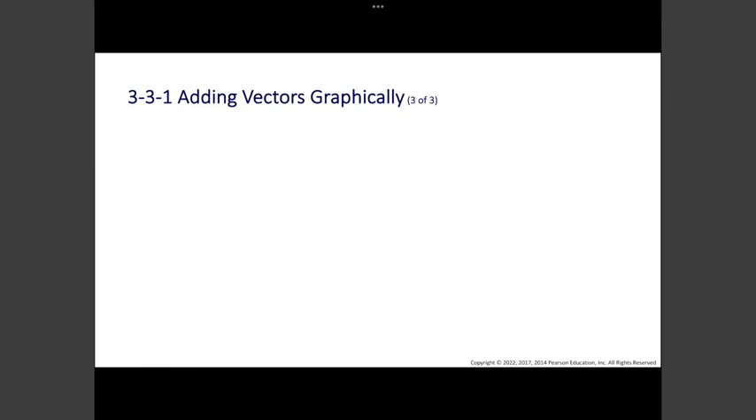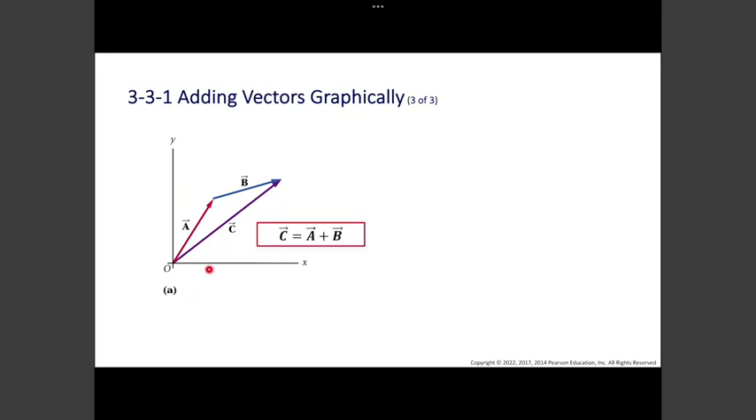But sometimes it may be necessary to move the corresponding arrows when adding vectors. This is fine as long as you don't change their length or their direction. So now in this figure, C is equal to A plus B. So according to our rule, C is equal to A plus B.